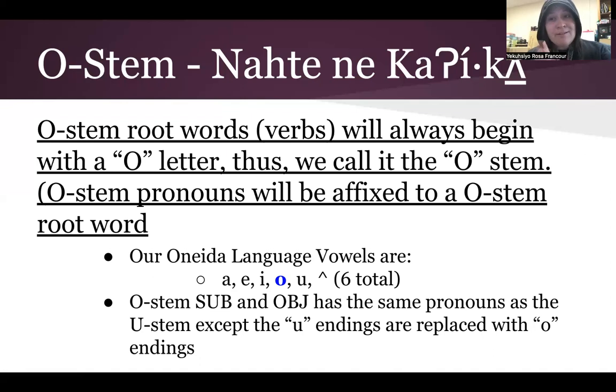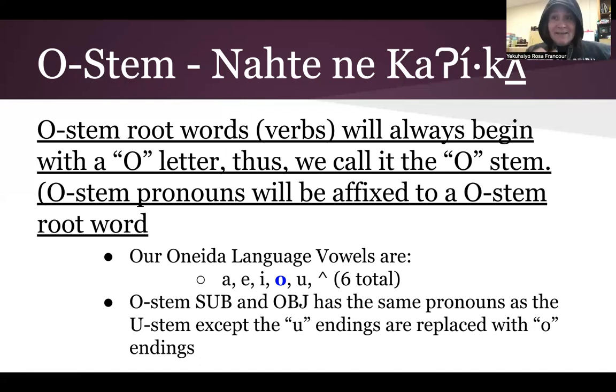O stem pronouns will be affixed, or they will be the prefix to the O stem root word or verb, okay? So we'll see how and why that happens a little bit later on when we talk about verbs. Right now, this is just FYI. So in the Oneida language, we have 6 vowels. They are A, E, I, O, U, and caret. There's 6, okay? And so every vowel actually has a stem, okay?